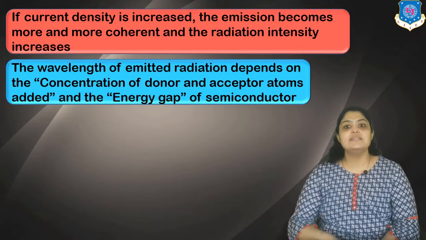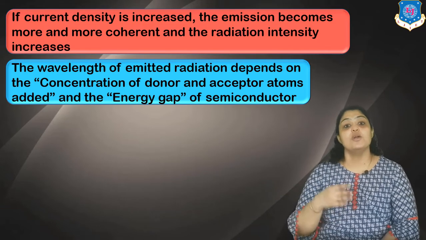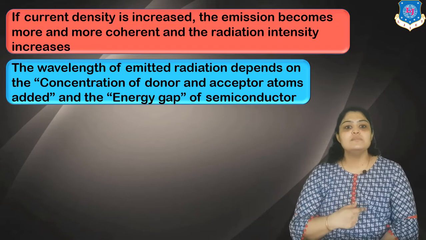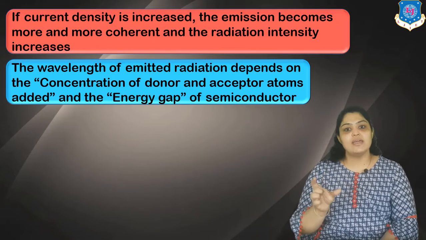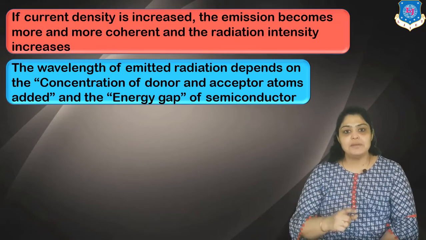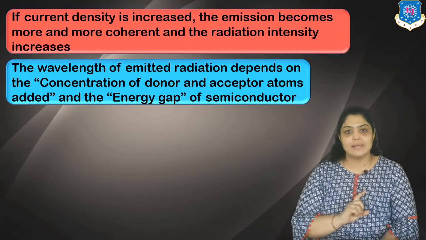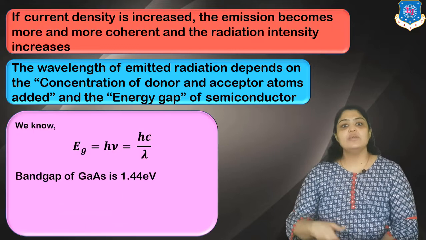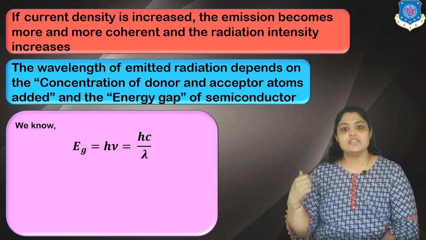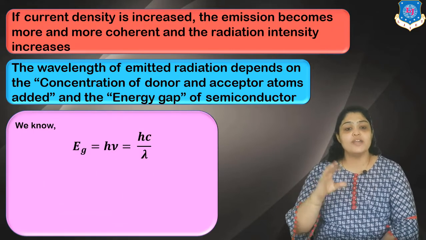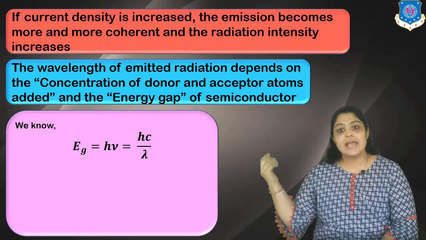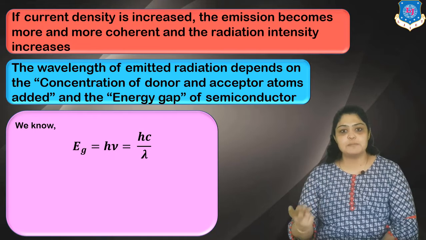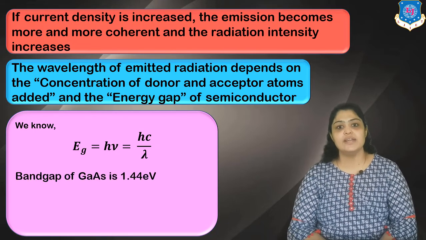The wavelength of this emitted radiation depends upon the concentration of donor and acceptor atoms added. Donor atoms are added to make GaAs behave like N-type, and acceptor atoms are added to make it behave like P-type. It also depends upon the energy gap of the semiconductor. We know that Eg = hν, the equation of energy of a photon. It can be written as hc/λ. h is Planck's constant, c is the speed of light, and λ is the wavelength of radiation.